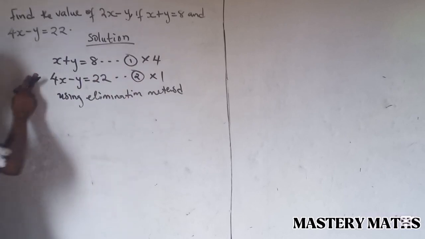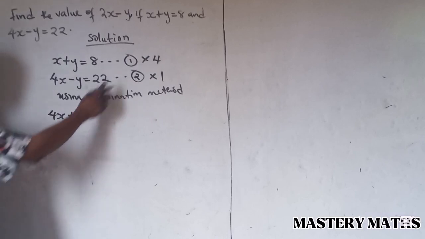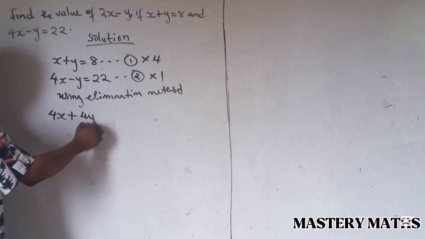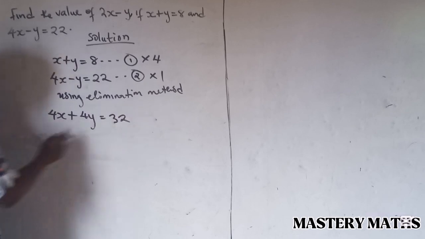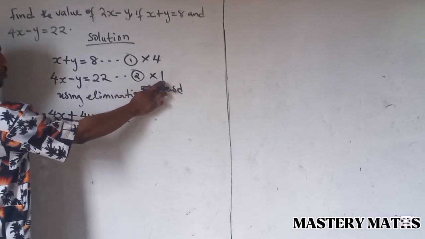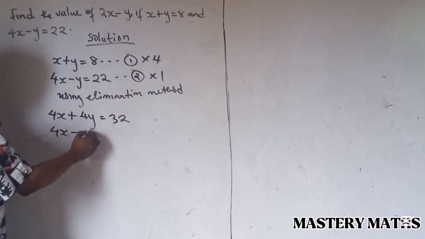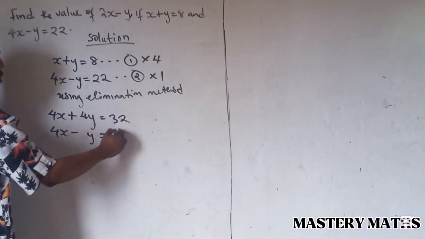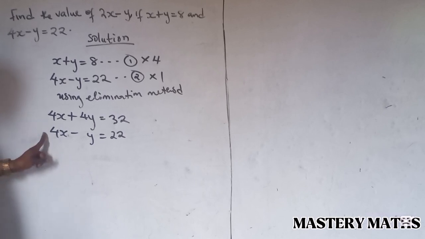You see it now? Now you have 4 times x, that will give us 4x, plus 4 times y is 4y. 4 times 8 will give us 32. See it now? Now we use 1 to multiply everything here. You have your 4x minus 1 times y is y, and 1 times 22 is 22. You see it now? Now the first part is balanced.